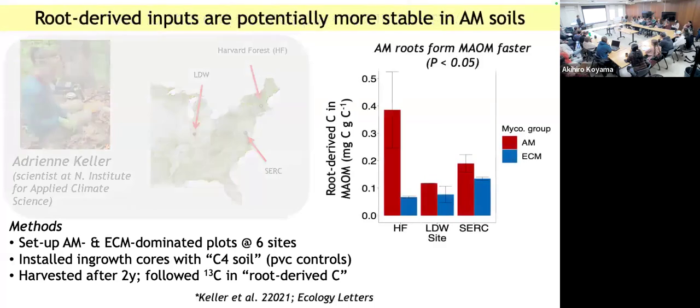And what Adrienne found is that the AM plots, the ones that were dominated by AM trees, form much more of this stable organic matter. So red here, this is Harvard Forest, Lilly-Dickey Woods in Indiana, SERC in Maryland. And so again, this is in the field, mature trees, they're forming more of this stable organic matter. As opposed to the last study, which was a jar incubation, this was in the field.